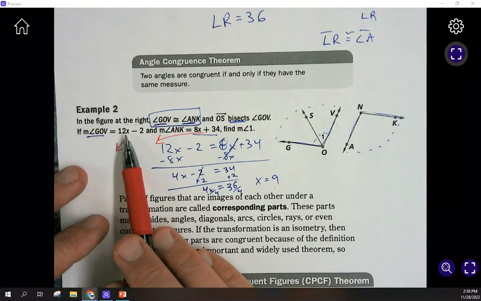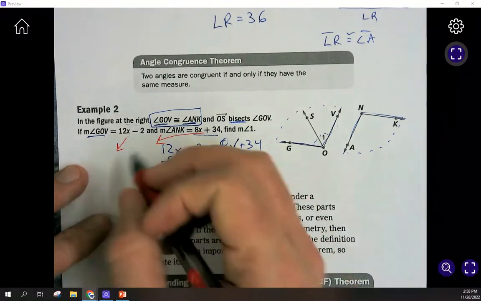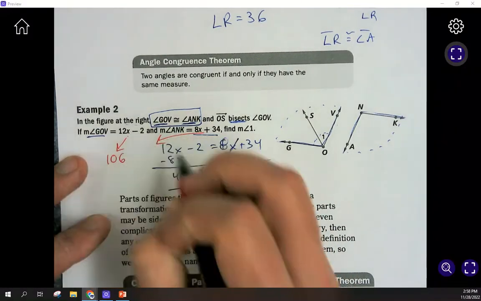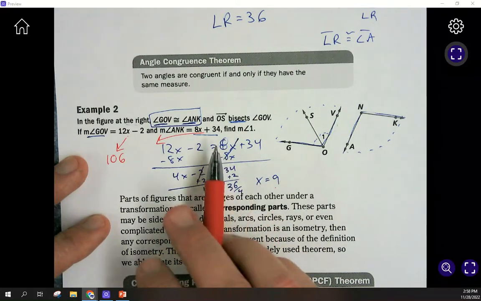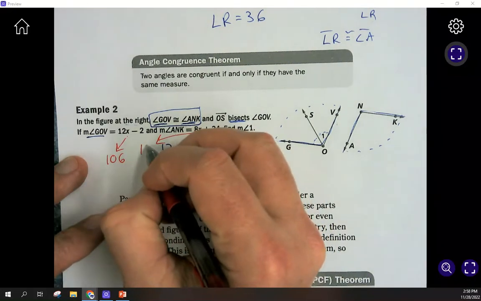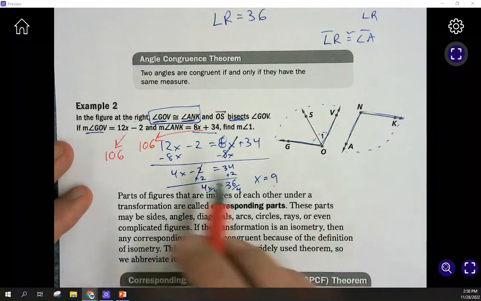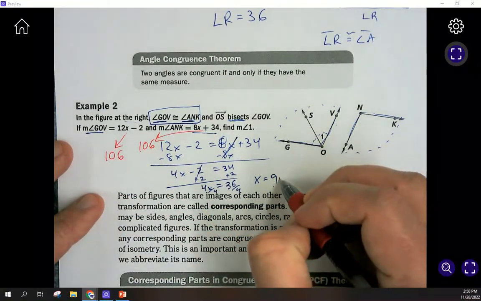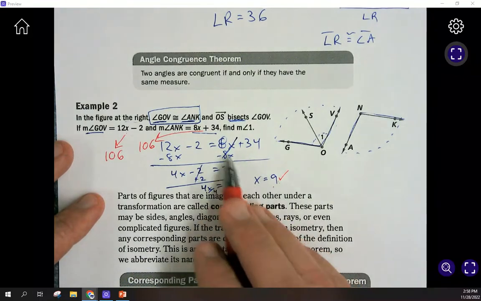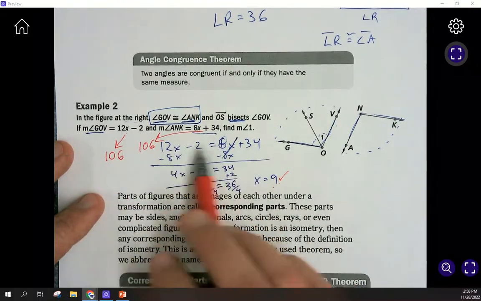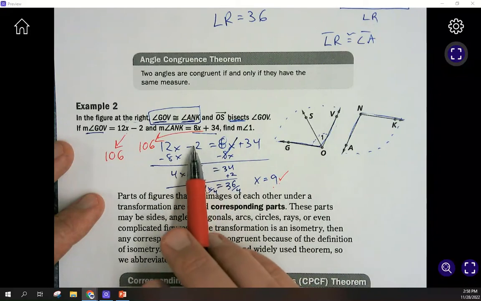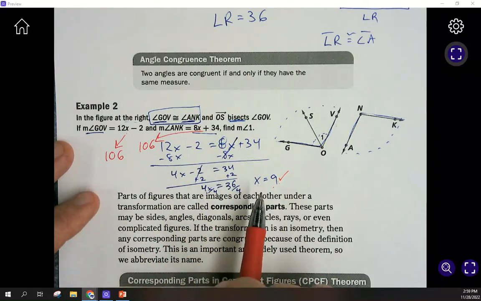So if I do 12 times 9 minus 2, I get 106. If I do 8 times 9 plus 34, I get 106. And you can run those numbers for yourself, or you can just trust me on that one. But those do come out equal. That tells me I did my math right. So if I have a number here and I plug it in and they don't come out equal, I messed up my algebra somewhere. I know they have to be equal, so one of my steps is off.